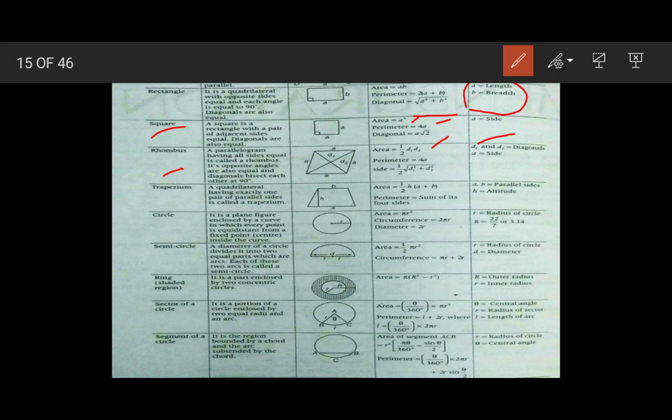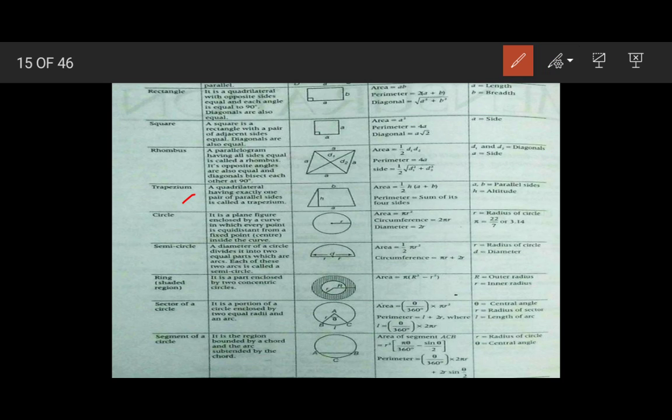Definition is a parallelogram having all sides equal is called a rhombus. Its opposite angles are also equal and diagonals bisect each other at 90 degree. Okay, so area of a rhombus is half into D1 into D2. Perimeter 4 into A. Then side is half into under root of D1 square plus D2 square, where D1 and D2 are diagonals and A means side.